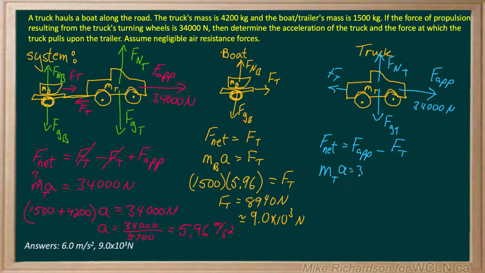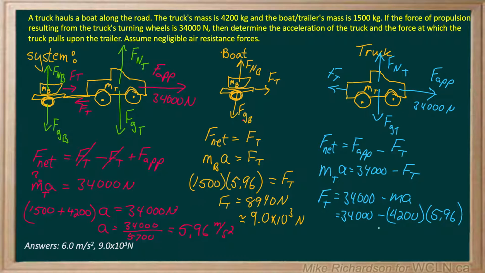My applied force is 34,000. And we want to subtract my tension from that. So when I solve this or isolate Ft by itself, it will be 34,000 minus ma, which is 34,000 minus just the mass of the truck, 4,200 kilograms, and we're going to use 5.96 for our acceleration. And when I do that, I get a tension force of 8,970 newtons.